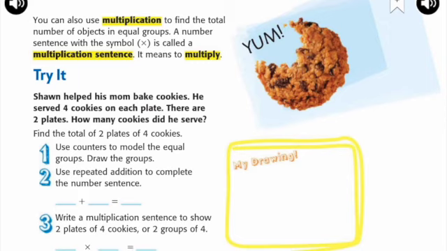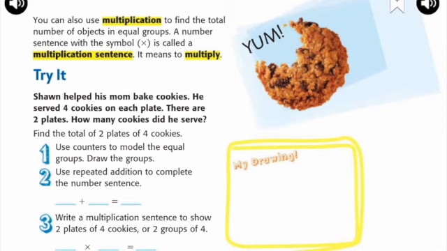All right, so now you're on the back page, and we're going to look at the top portion of this page, page 194, so be sure that you're on that. Let's read, listen, or read along with Mrs. Coffee. It says, you can also use multiplication to find a total number of objects in equal groups. A number sentence with the X symbol is called a multiplication sentence, and all it means is to multiply. And you guys have seen this before because we have been practicing our multiplication. So let's take a look.